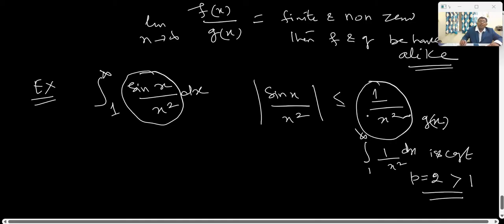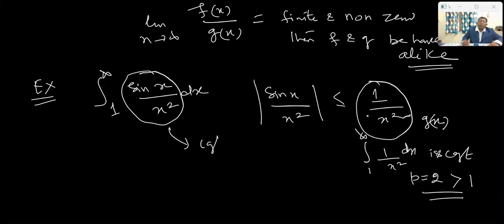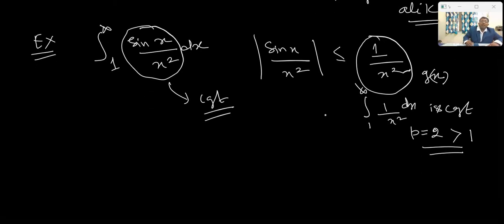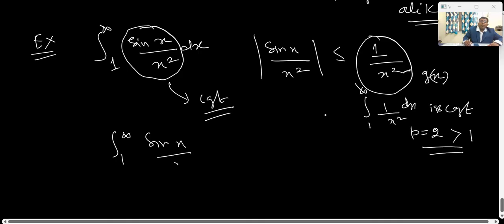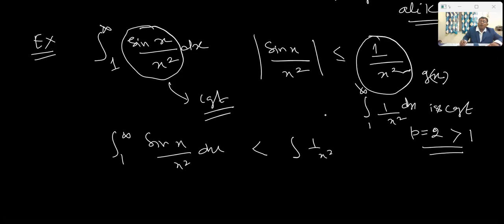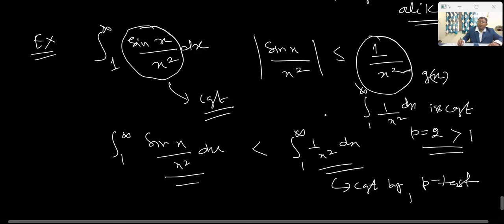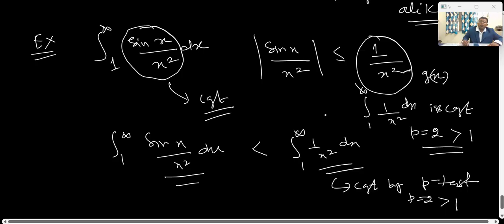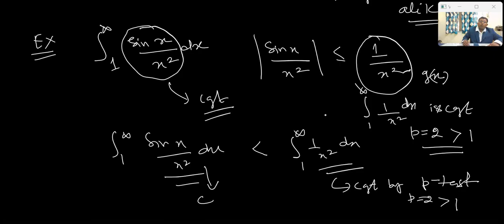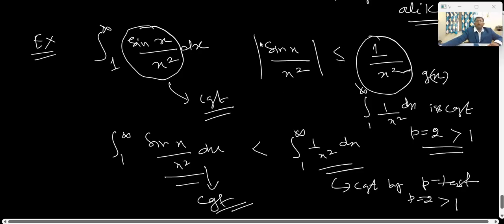So once this is convergent, this will definitely be convergent. That means I can write the integral from 1 to infinity of sine x by x square dx as smaller than the integral of 1 by x square dx from 1 to infinity. Now this is convergent by the p-test, p equal to 2 greater than 1. It is smaller than a convergent function, so it is a convergent integral. In this way, we will evaluate it.